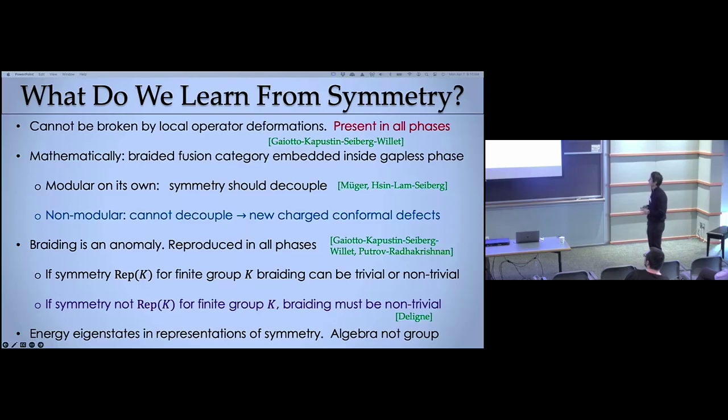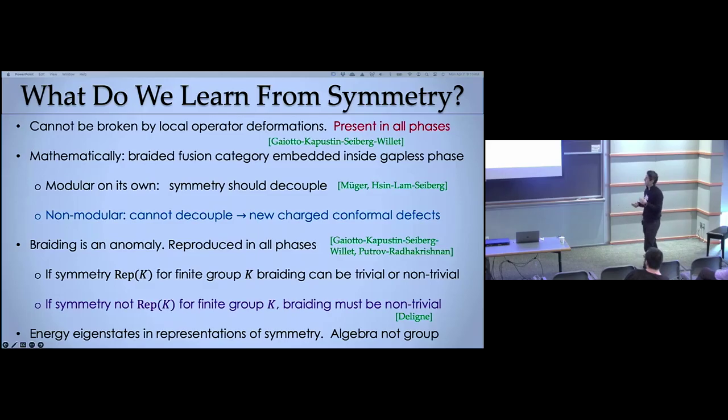That's a well-known thing about one-form symmetry. Mathematically, what are we talking about here? We're talking about some kind of braided fusion category that's embedded inside this gapless phase. That's what it would be if the transition was second order. And then you can distinguish two sub-possibilities here.